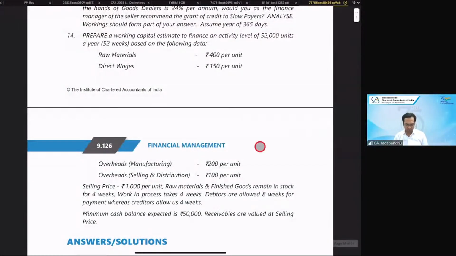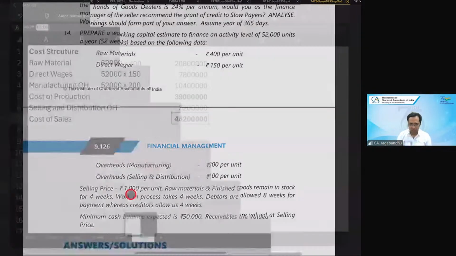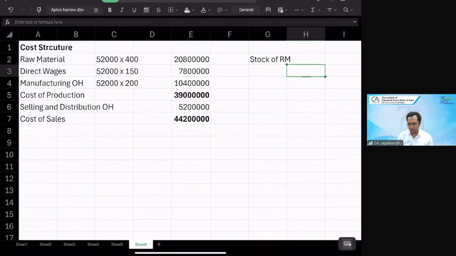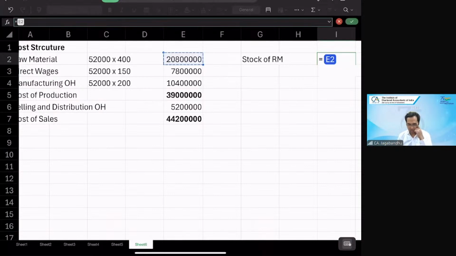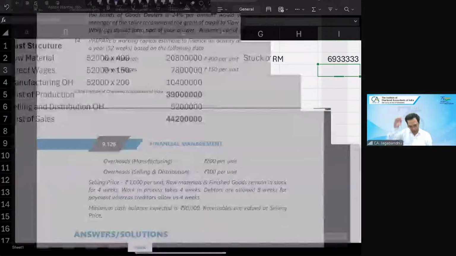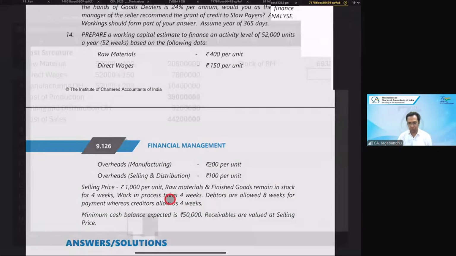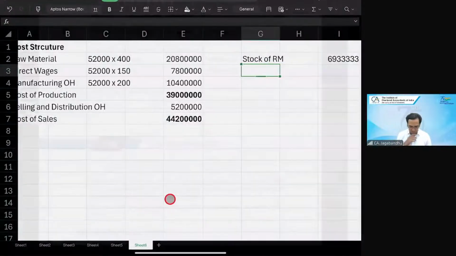Right. So this is a cost structure, and then regarding the raw material, they are saying it remains in stock for 4 weeks. So the stock of raw material will be simply this raw material consumption into 4 by 12. Right. Then finished goods also is going to remain for 4 weeks. There's no WIP as such.